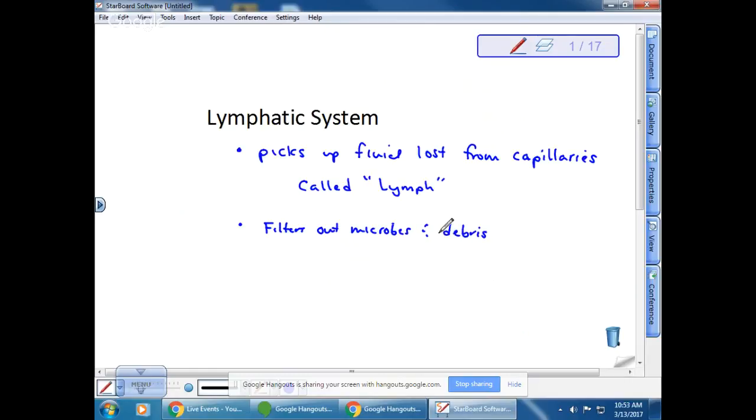So debris could be damaged cells. It could be broken up cells, right? So we'll talk about what that debris is, okay? And then this is an immune function. So I'll put immune function here.